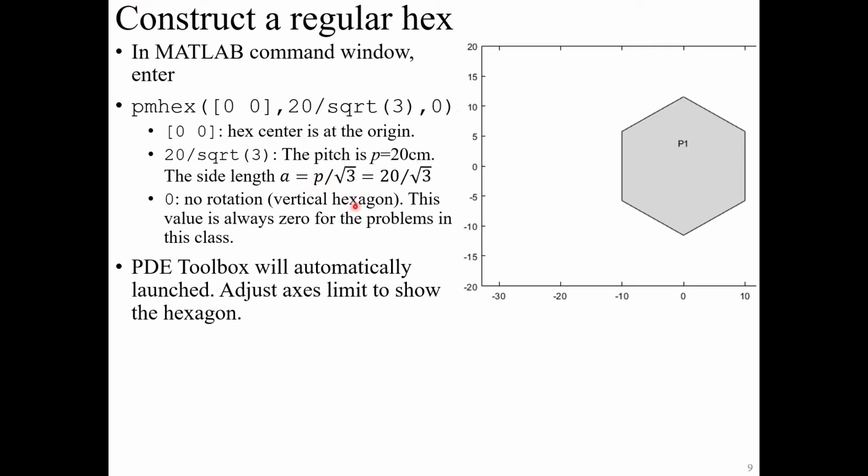So from now on, for all this square root of 3, make sure you enter sqrt bracket 3 to get the most accurate value. Do not use any other float number, otherwise your program will most likely crash. 0 means no rotation, and by default, if you have 0 rotation, then it will give you a hexagon like this. So we can call it a vertical hexagon. And for this course, this value is always 0.